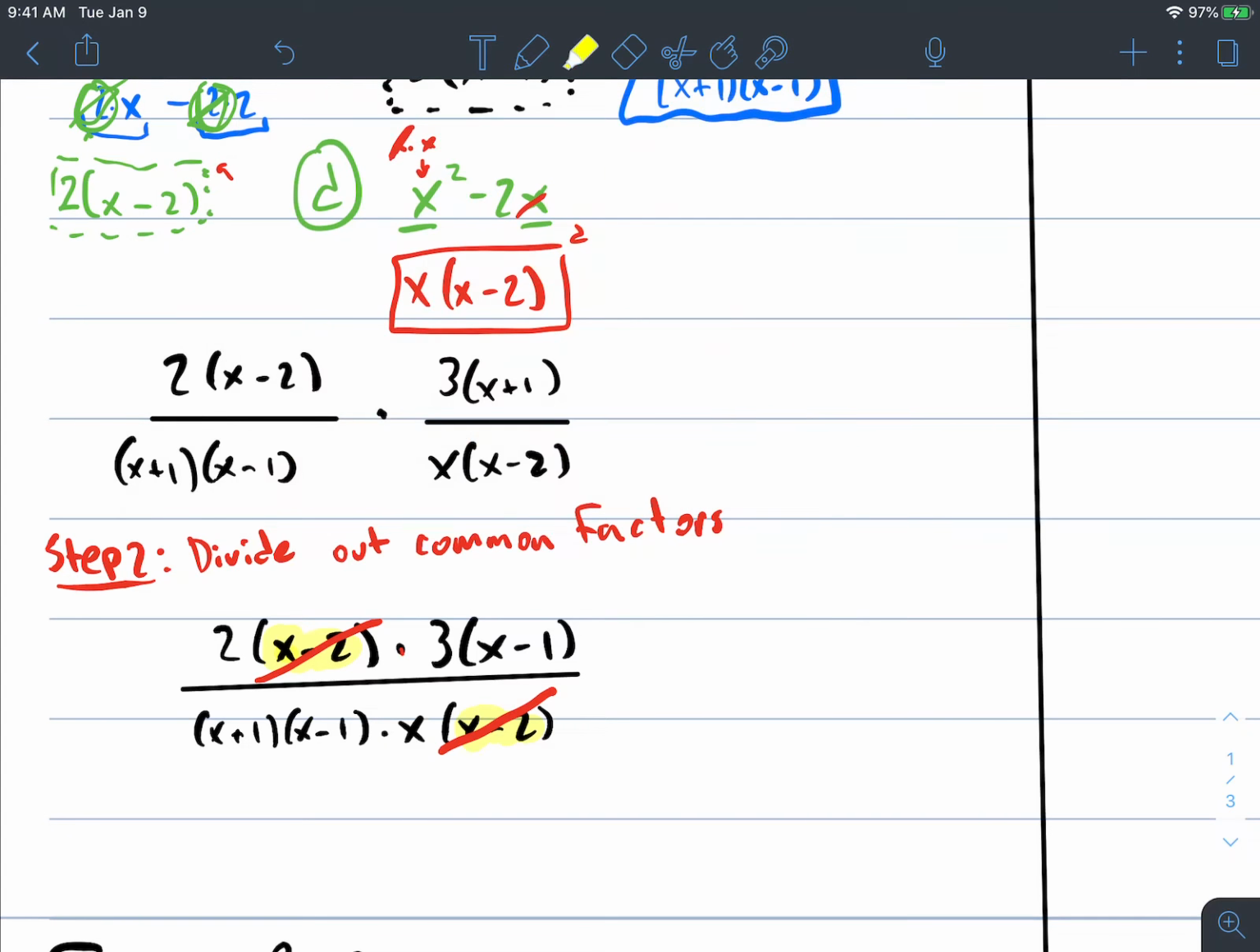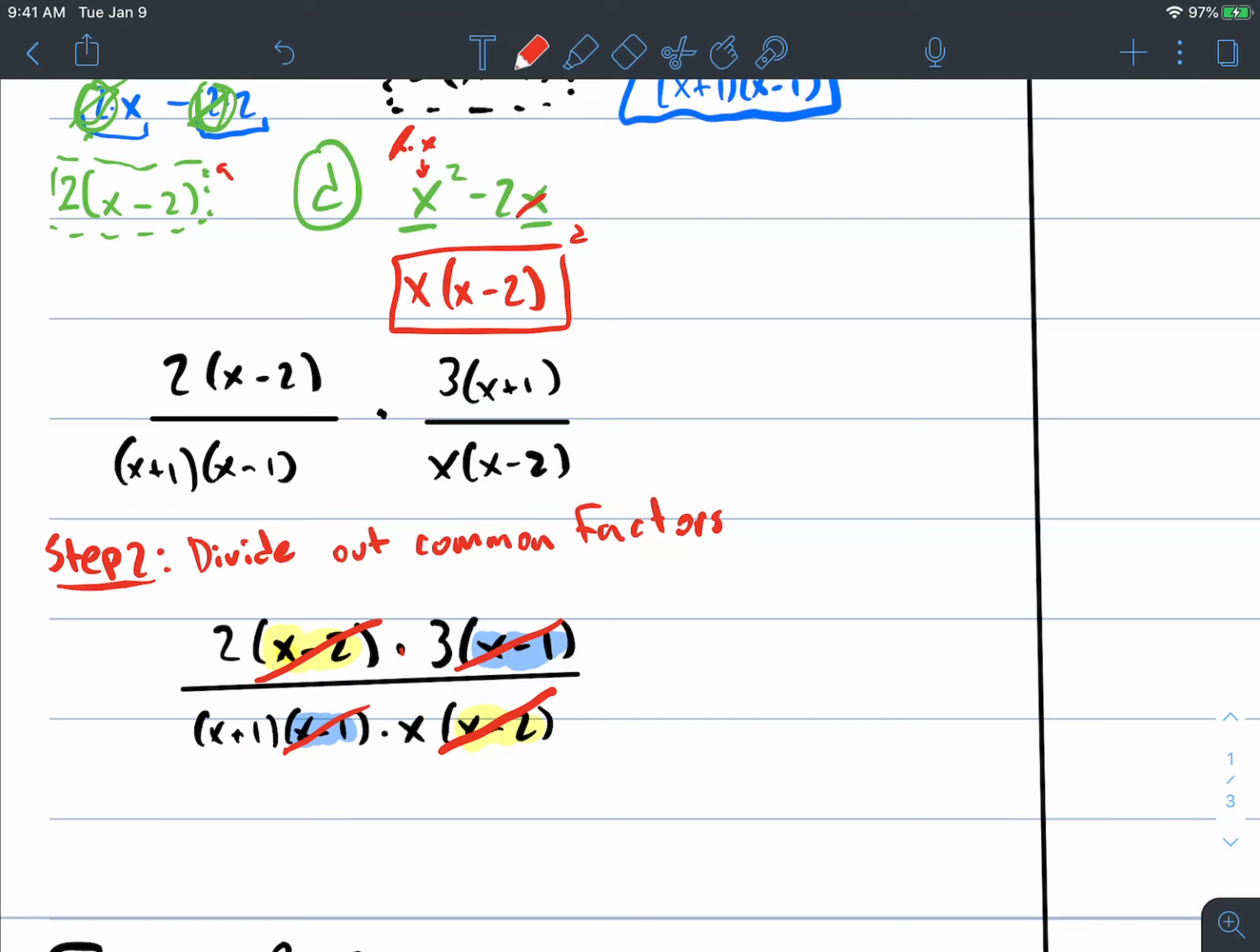Next, we're going to try and look for some other stuff that looks the same. If you notice here, there's an x minus 1 on top. So you want to look for an x minus 1 on the bottom. That's right here. So we're going to cancel out that as well. And nothing else looks the same.